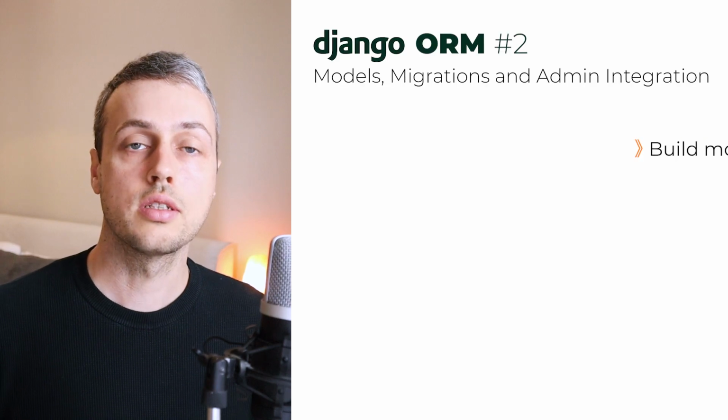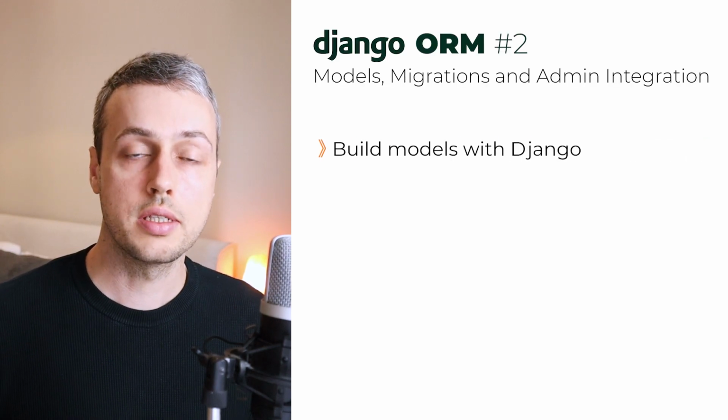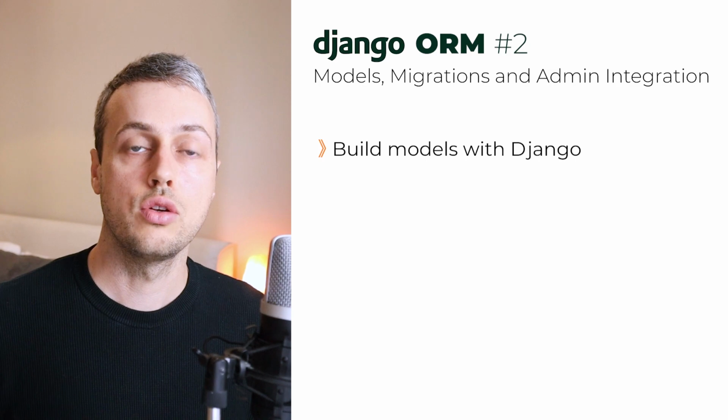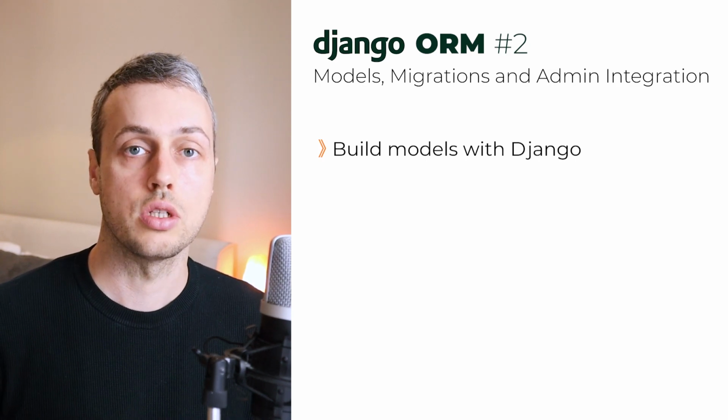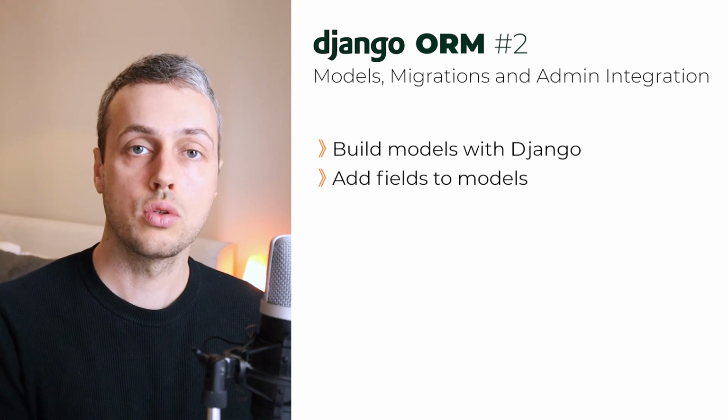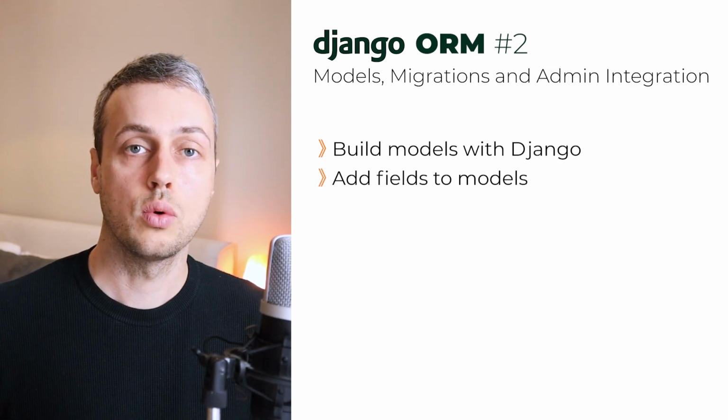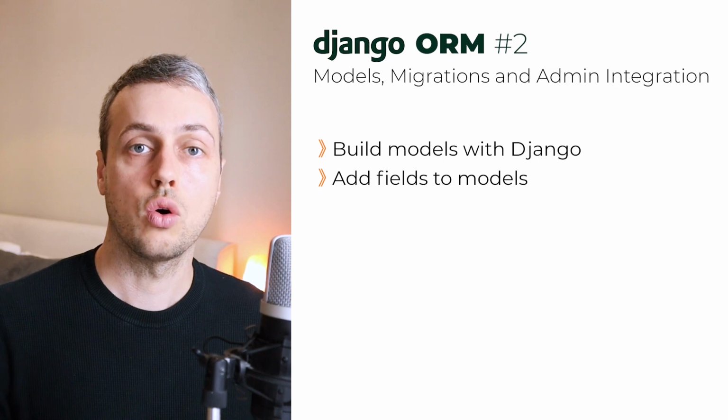In this video, we're going to start to build models using Django, and we're going to see what models are and how you can use them to create tables in the underlying database that you're using in your application. We're going to see how you can add fields to models to define what type of data you want to store and also the data type of that data.